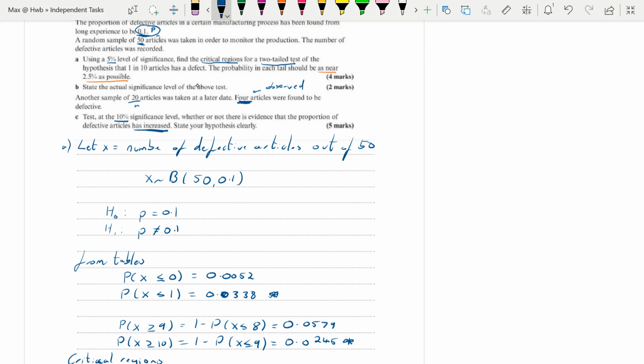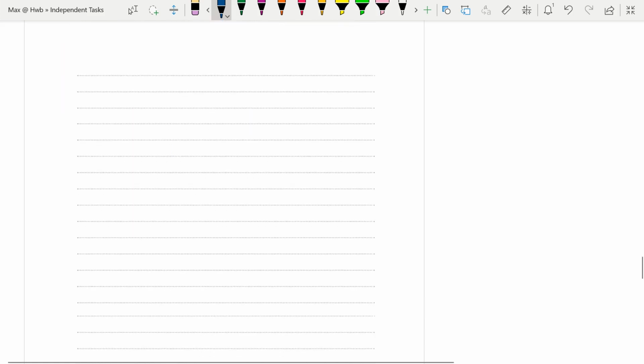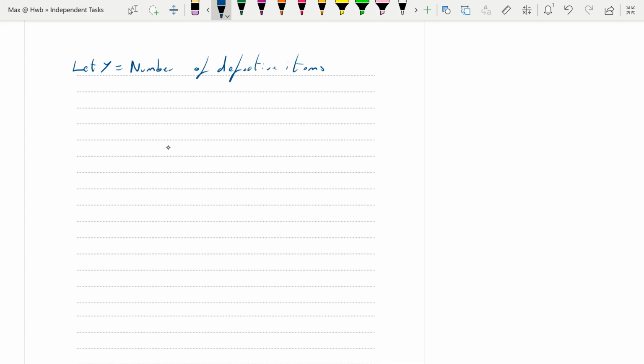So remember what I said about finding out what you want to do for your H1, your alternative hypothesis. This is what's going to tell me what to do. I've got a few things to do here. The first thing I need is a new letter, because my x was out of 50, and I now want it out of 20. So let y equal the number of defective items out of 20. So I've got y is binomially distributed with 20 and 0.1. That's my first part to do.